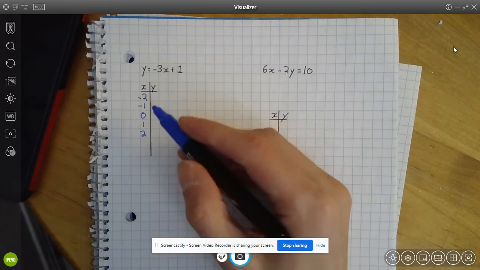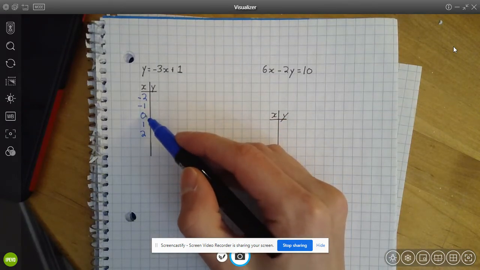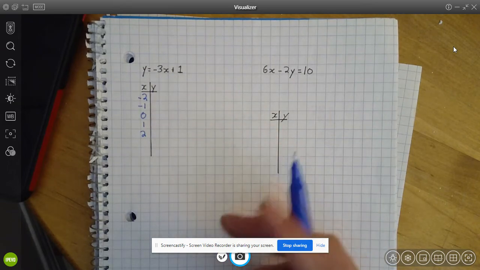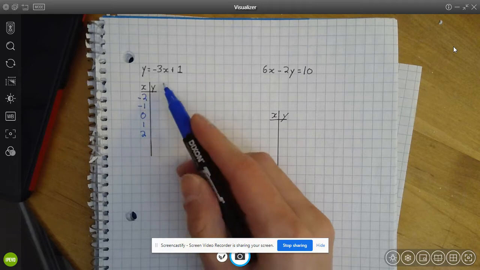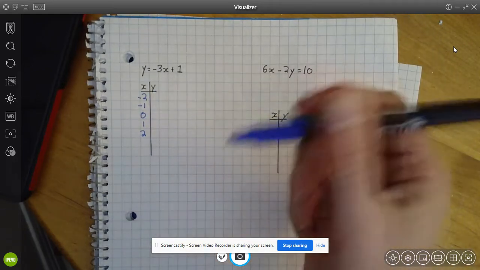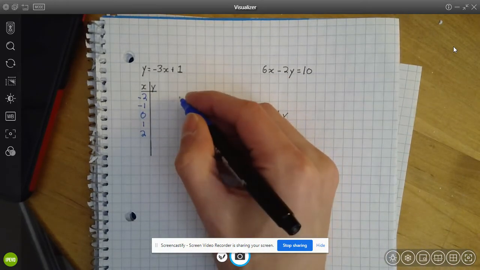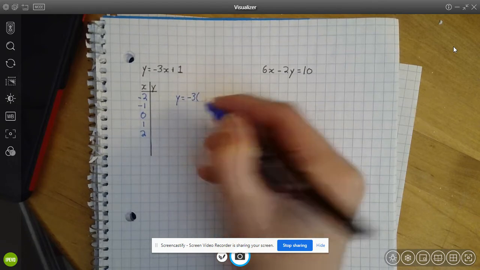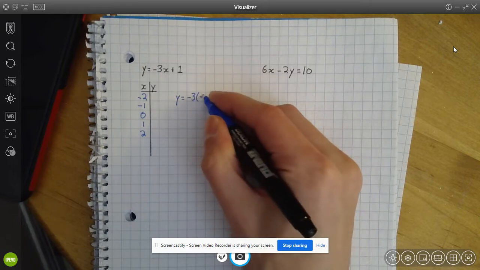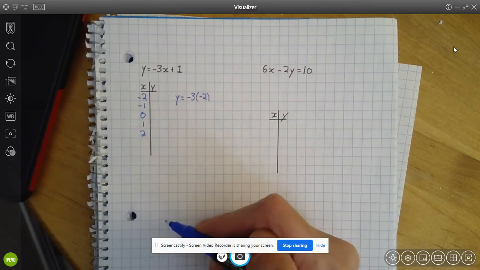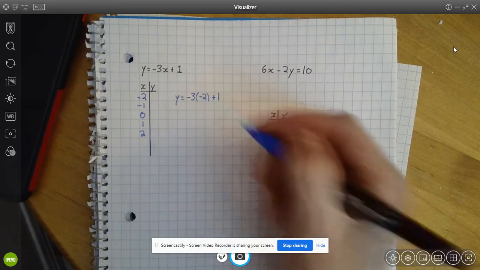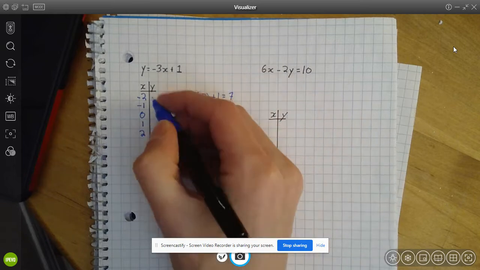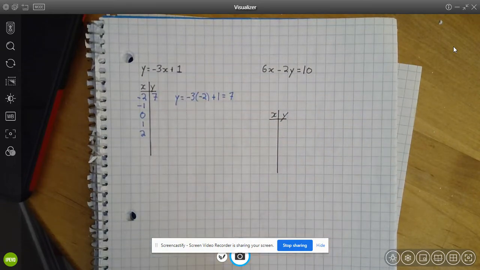And what I'm going to do is substitute these values for x into the equation to figure out the associated value of y. So again, you can think of that machine analogy. I'm inputting an x, and my equation is like a machine that's going to spit out an output or a dependent variable of y. So for my first value, I'm going to plug in -2 for x, because that's in my first row of the table. So -3 times -2 is +6, plus 1 is 7, so I must have a y value of 7.